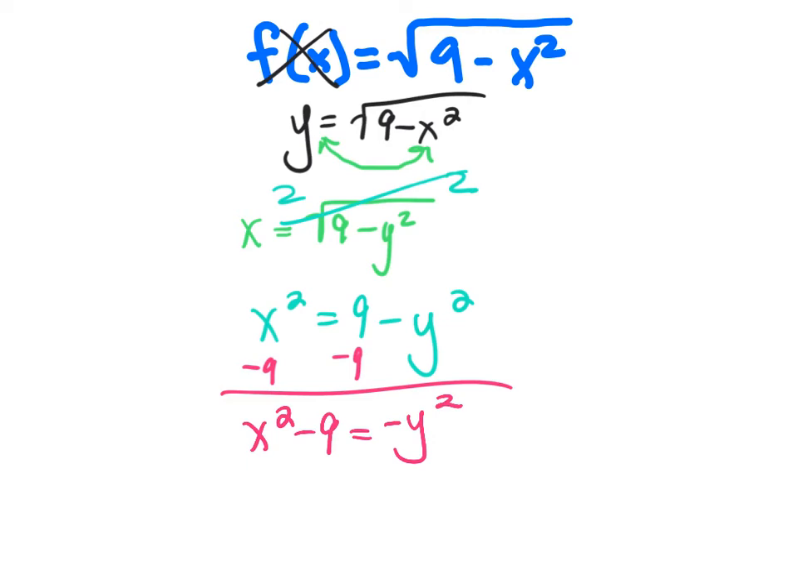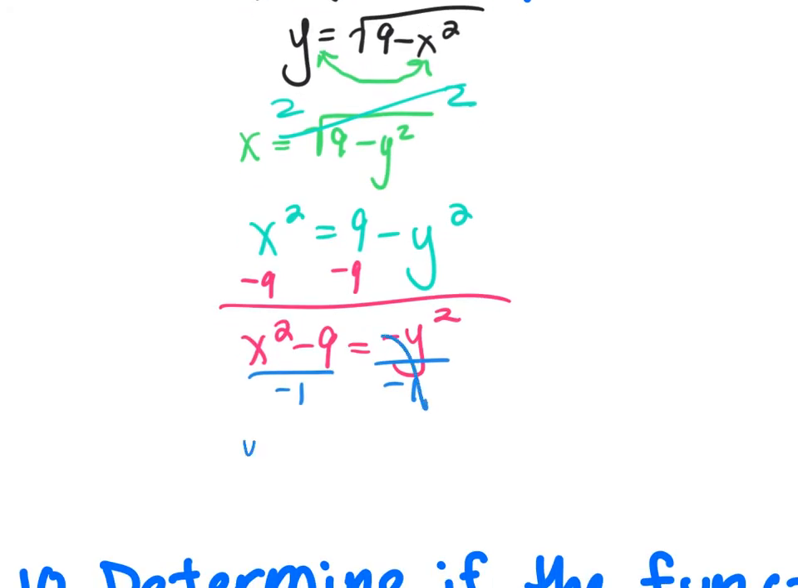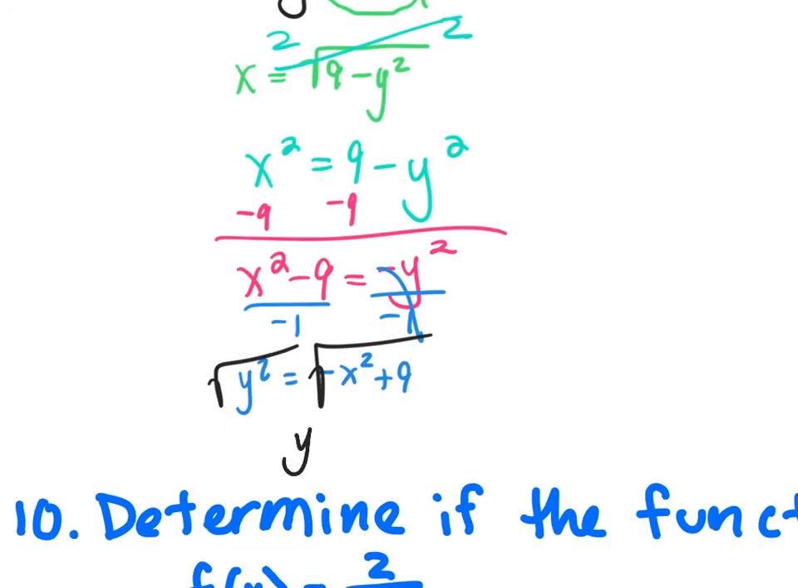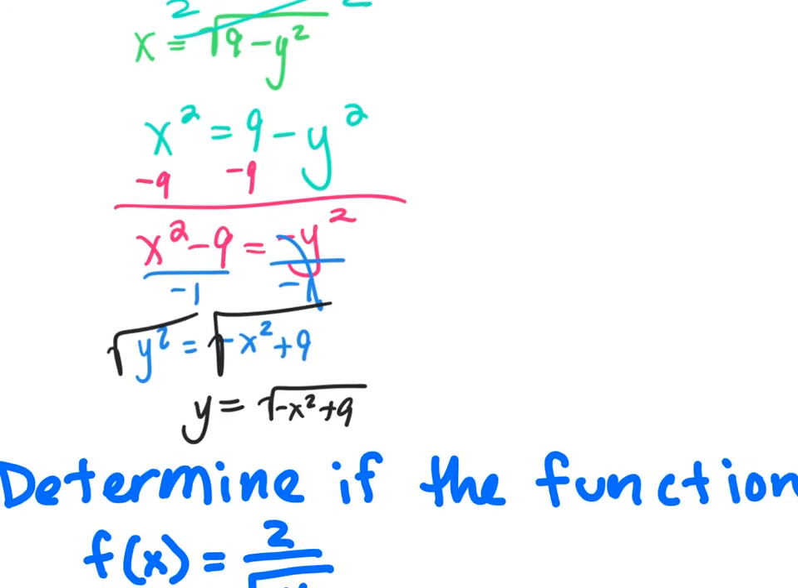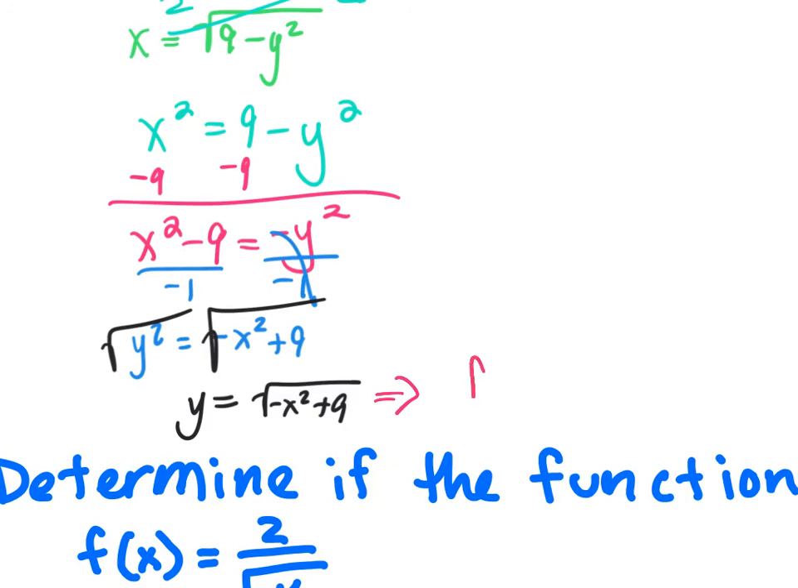You guys with me? All right, so now we're going to divide out a negative 1 from both sides, which just changes the signs. So you have y squared equals negative x squared. Negative divided by negative is a positive. And then lastly, we take the square root. So you have y equals the square root of negative x squared plus 9. And we're not completely done because we have to write our answer in function notation. So it'd be f negative 1 of x equals the square root of negative x squared plus 9.